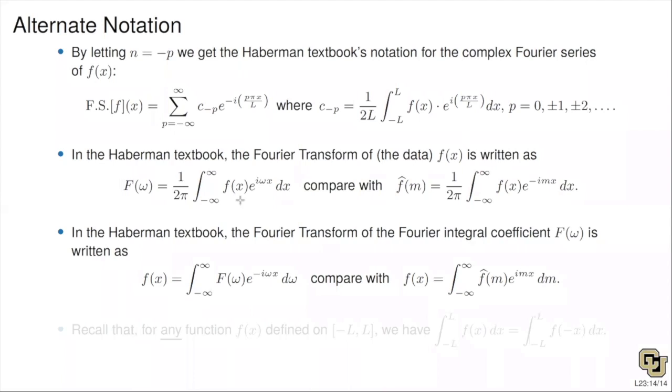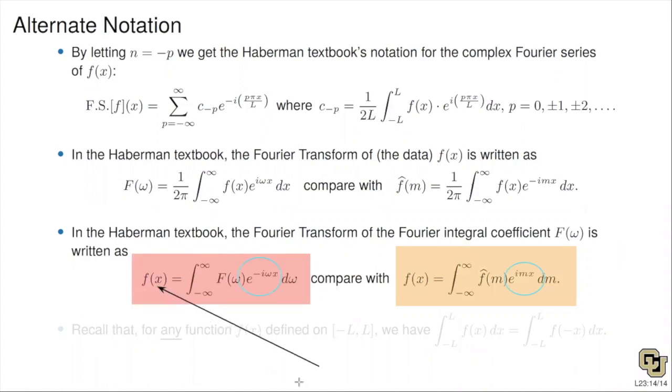Haberman writes it in this form, and in my notes, or in Pinsky's book or Power's book, we're using this form. Again, what's the big difference? The big difference is the basis element being used. However, in both cases, the end result is you're getting the f of x function out.